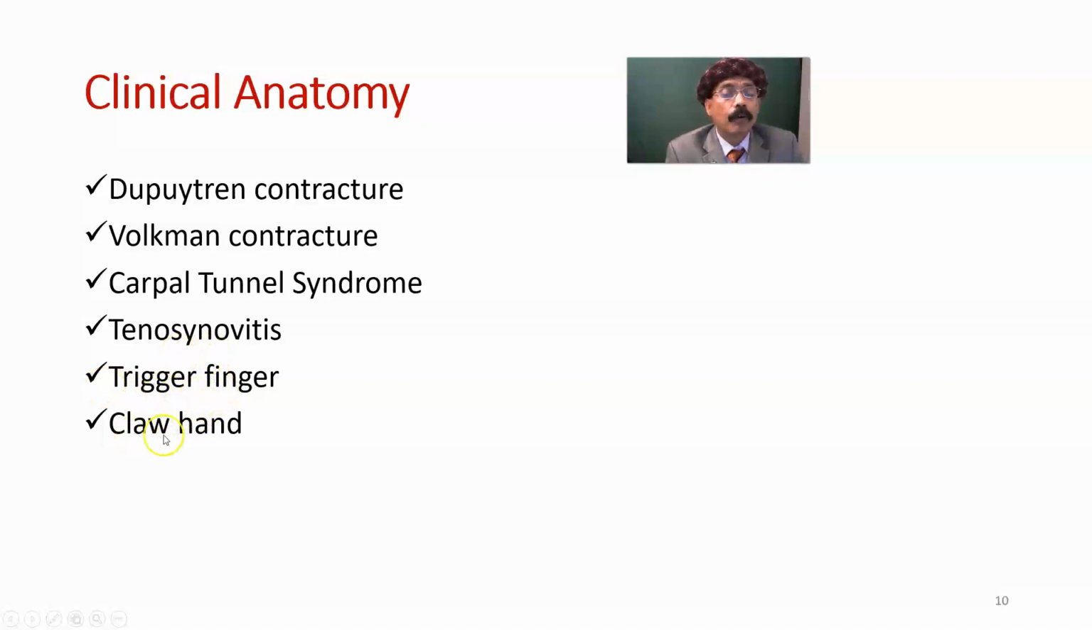Trigger finger, then we have claw hand. Claw hand is a condition when the ulnar nerve is damaged, and the hand will be like this, claw hand. Especially the two fingers, the little finger and the ring finger, will be more flexed than the other fingers. That is claw hand.